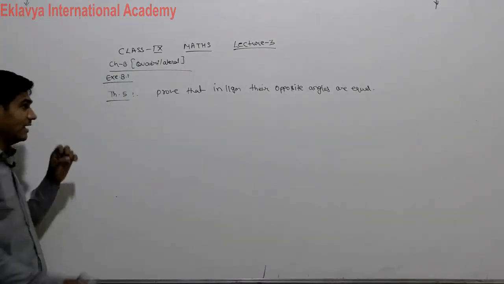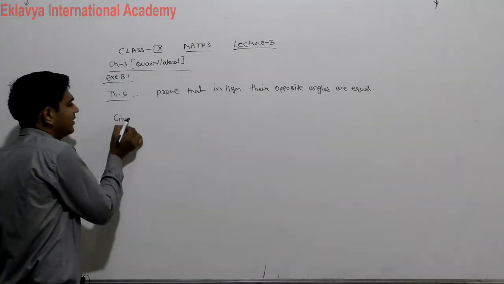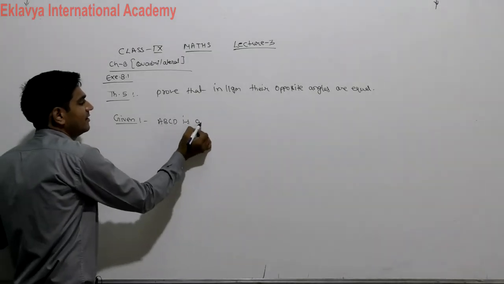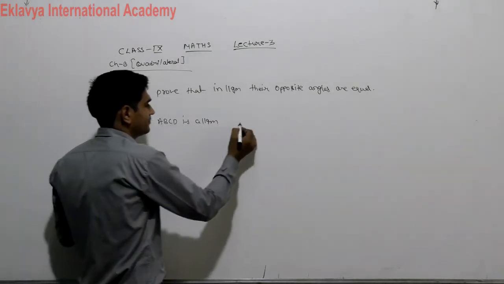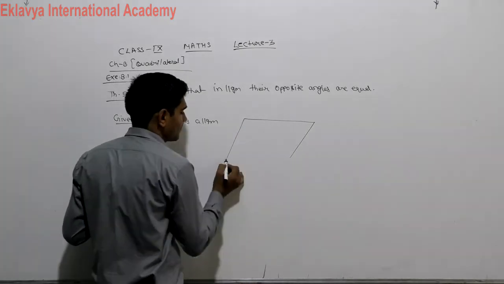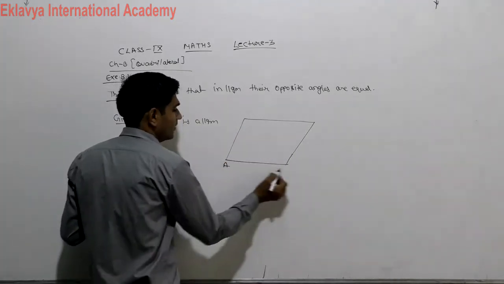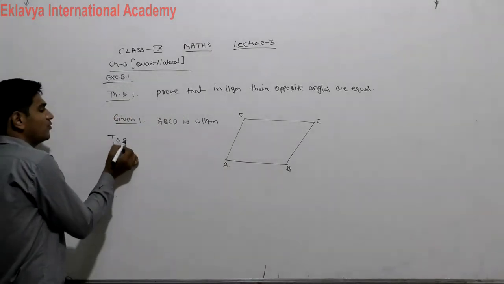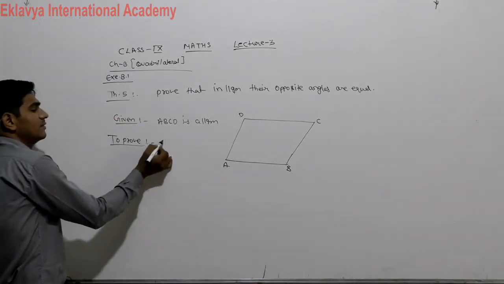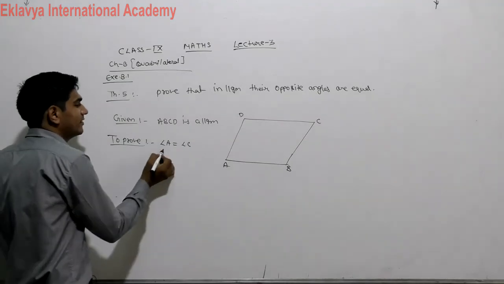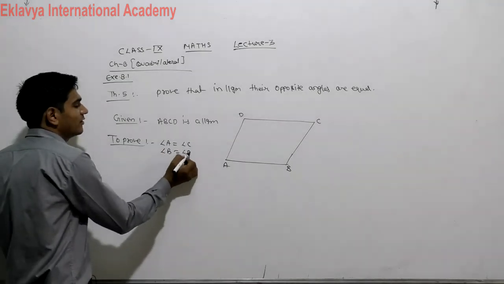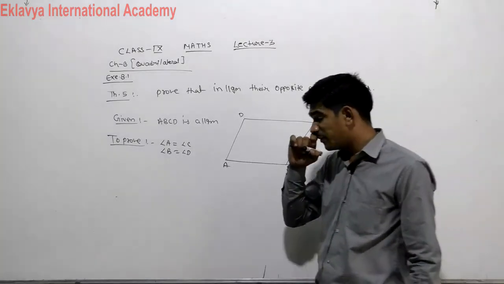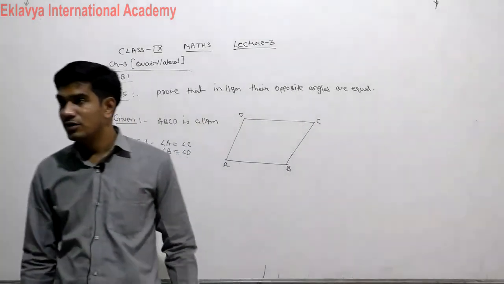Given to you that ABCD is a parallelogram. Firstly, write the given: ABCD is a parallelogram. What will we prove here? Angle A is equal to angle C and angle B is equal to angle D. Their opposite angles are equal, and we already discussed that property of the parallelogram. But how will we prove it?